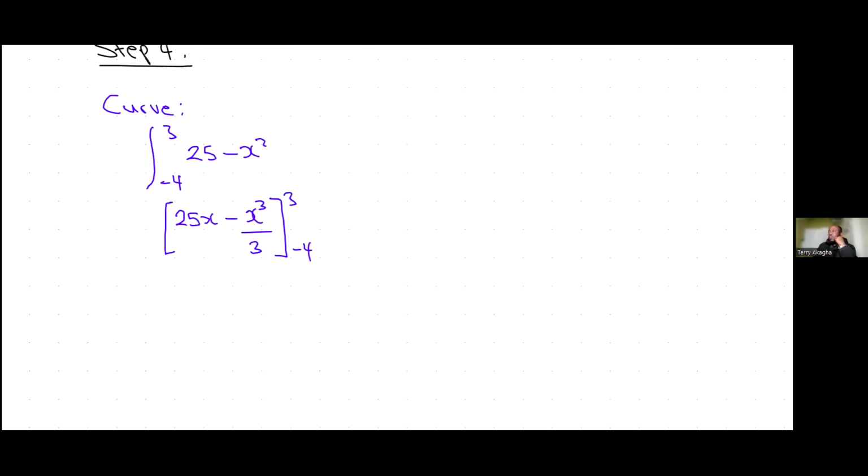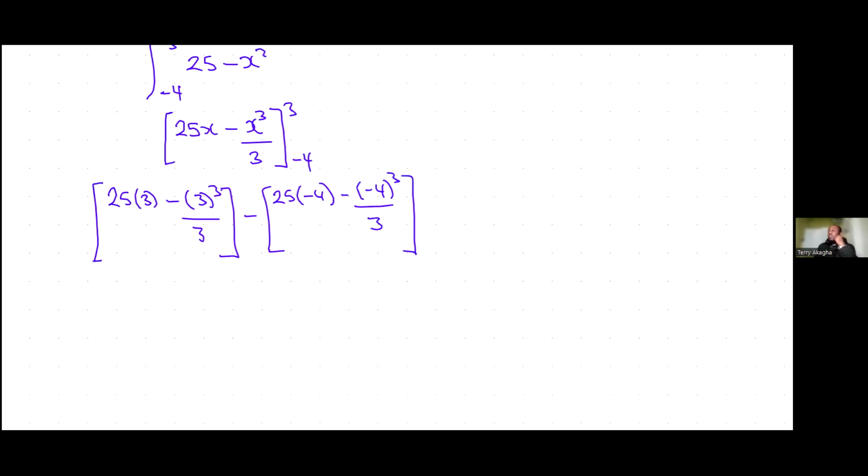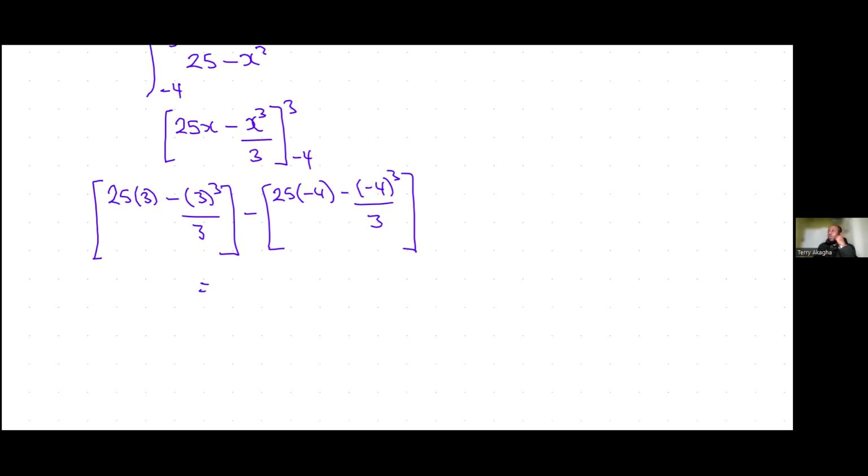So this is going to give us 25 into bracket 3 minus 3 cubed divided by 3, minus, now we're going to substitute minus 4, which will give us 25 into bracket minus 4 minus minus 4 raised to the power of 3 divided by 3. So when you now press this on your calculator, it's going to give us 434 divided by 3 units squared.